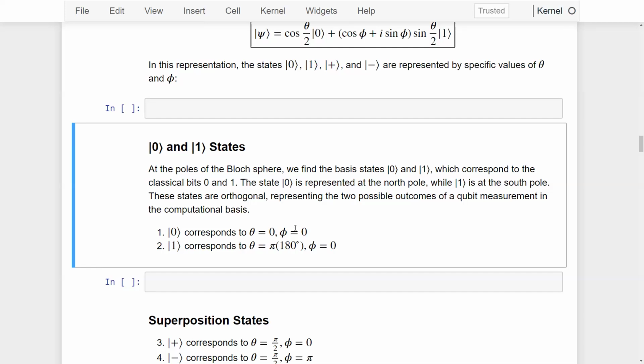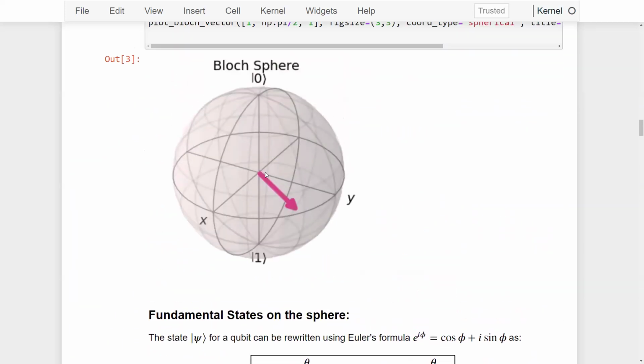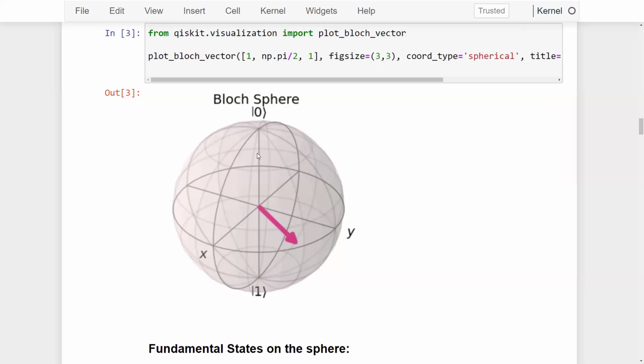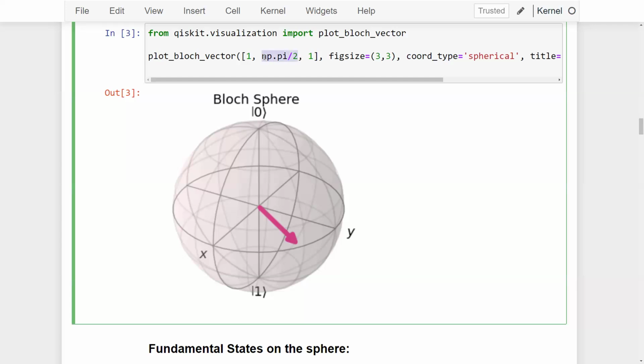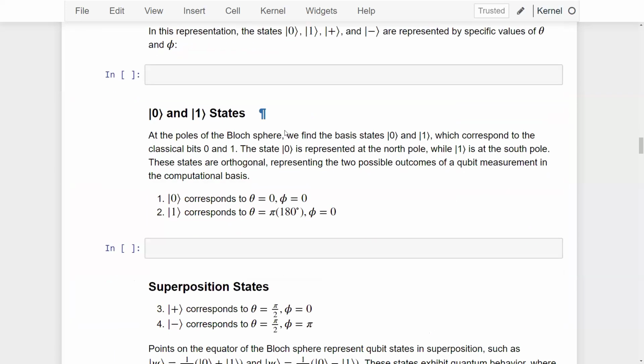So let us check that. Let us substitute. You remember this angle theta is the angle between this vertical line from north to south pole and the state vector. For example, if I put here 0 and here 0 too, since it's a spherical coordinate, the state theta 0, phi 0 corresponds to state 0.